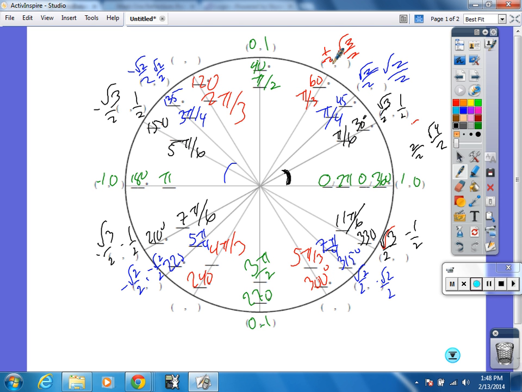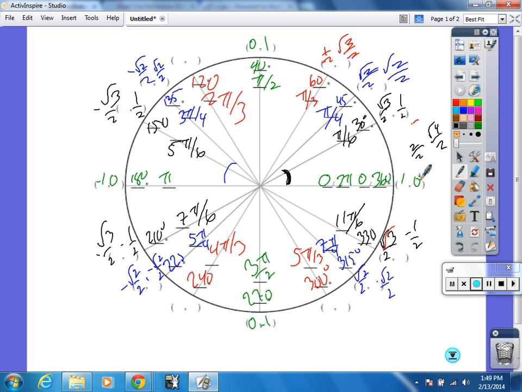All right, with that being said, notice this is 1, which is square root of 4 over 2. Square root of 3 over 2. Square root of 2 over 2. Square root of 1 over 2. Square root of 0 over 2. Or you can go backwards. Square root of 4, square root of 3, square root of 2, square root of 1, square root of 0. It's all about counting.